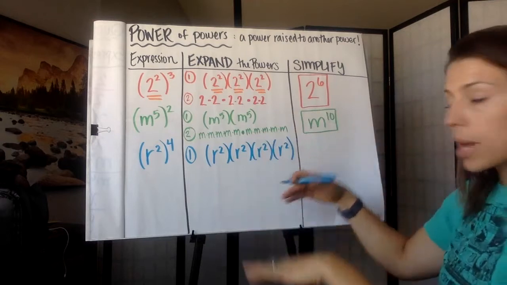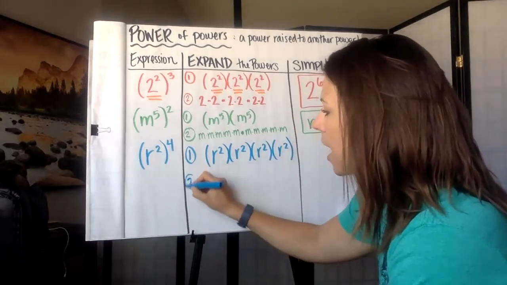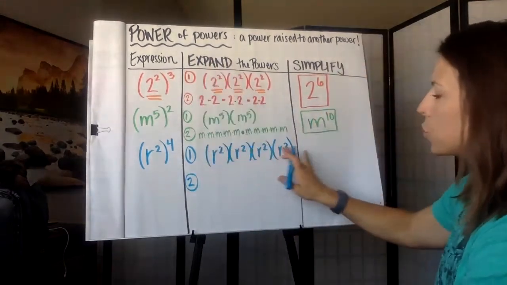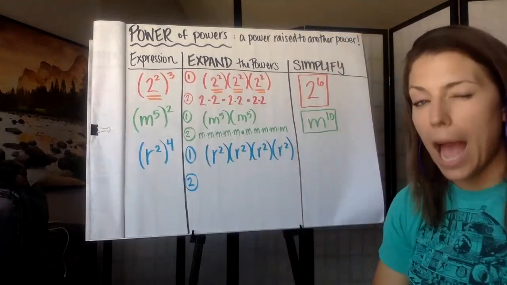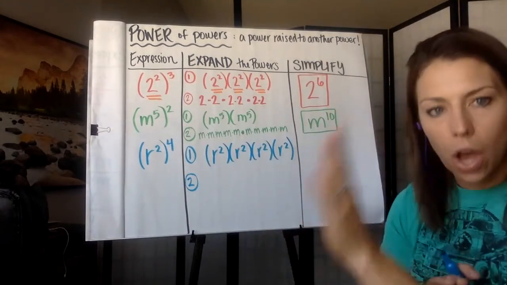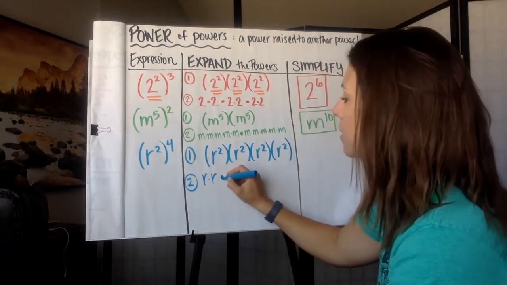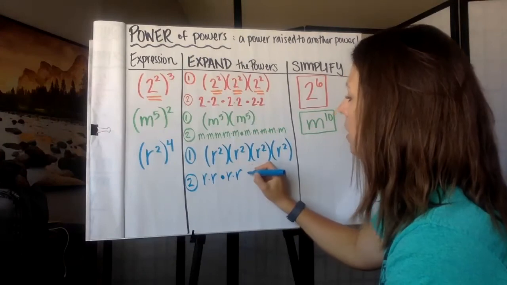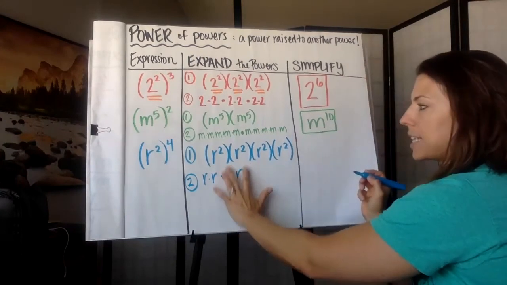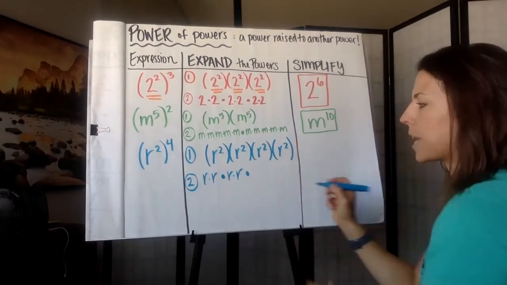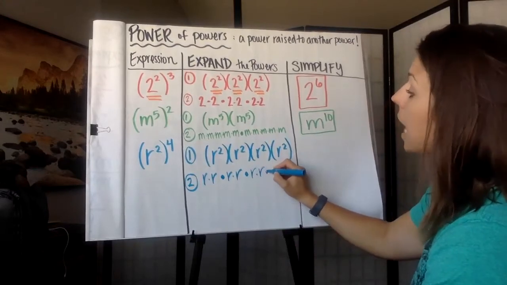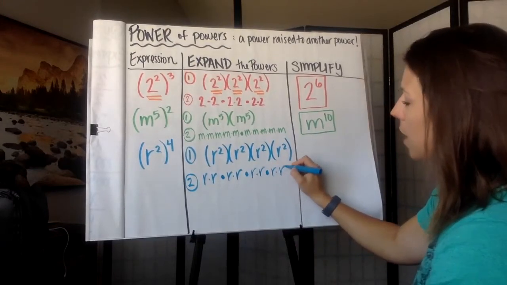Now let's go in there and separate all of those powers and expand all of the individual ones. What does R to the 2nd power actually mean? It means R times R. So here we go. R times R times R times R times, notice that I'm emphasizing this because I'm just continuing this multiplication, R times R times R times R.